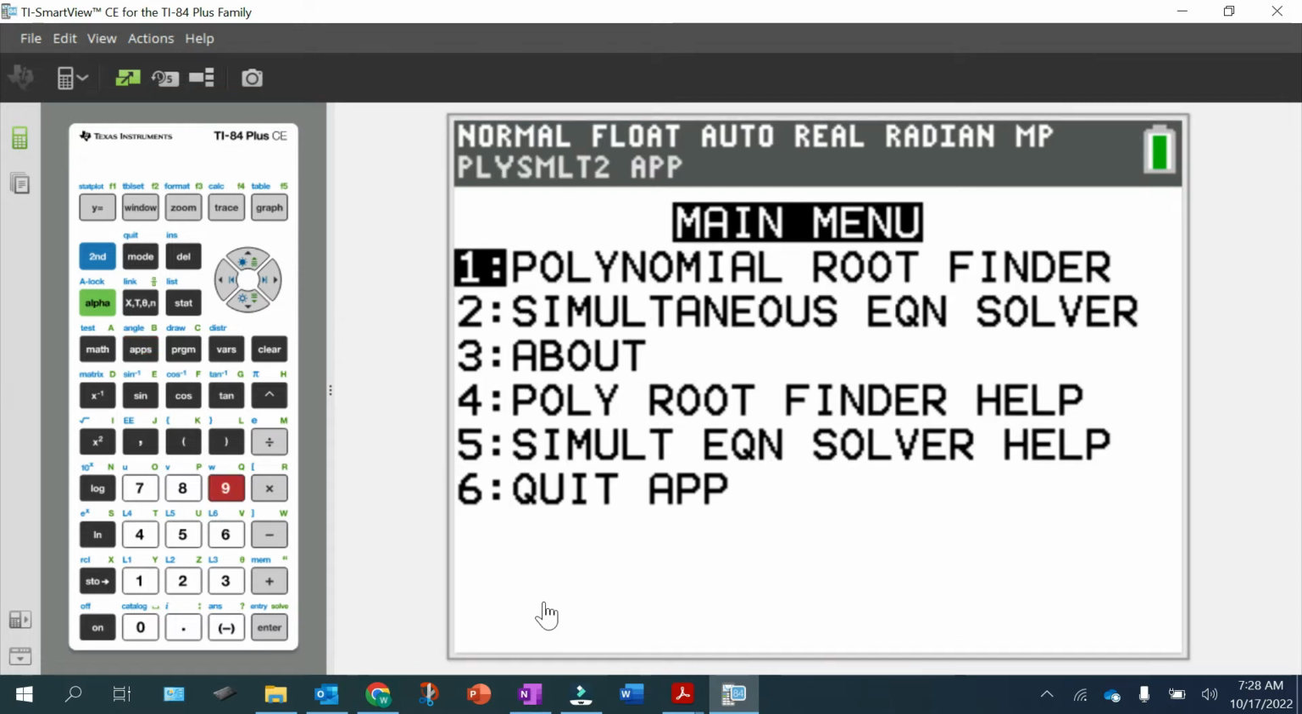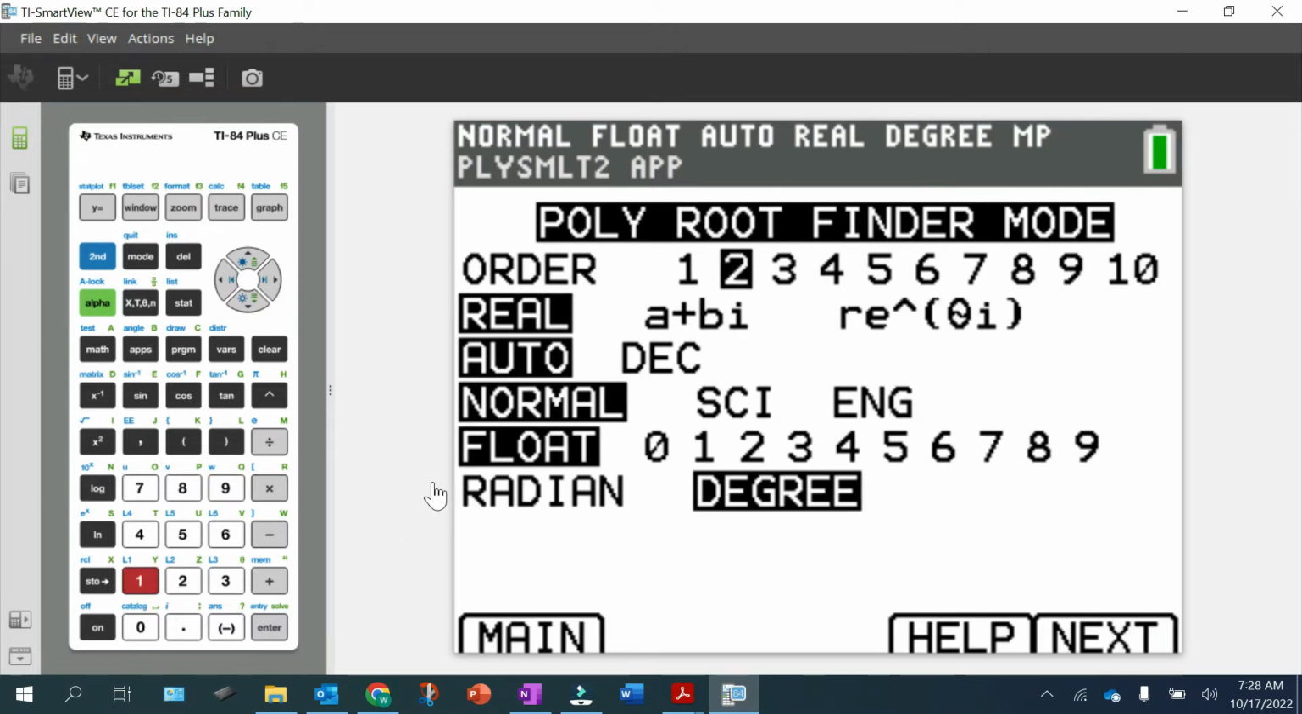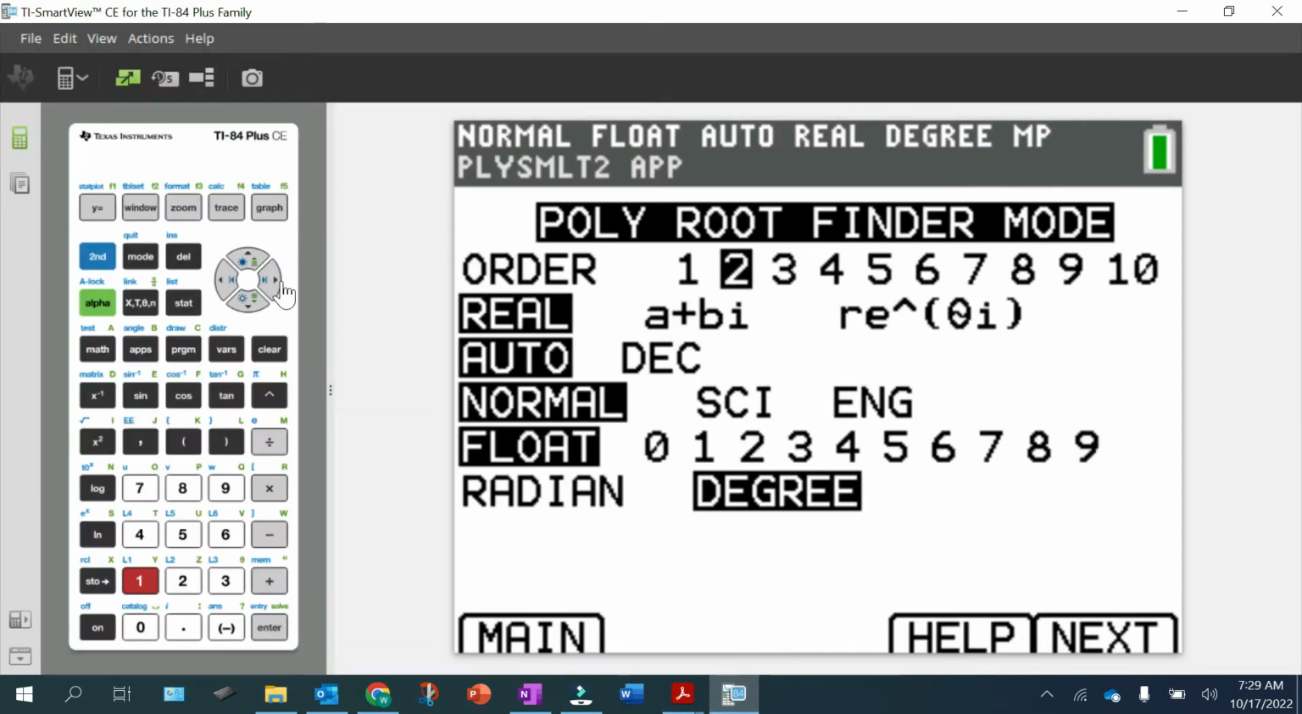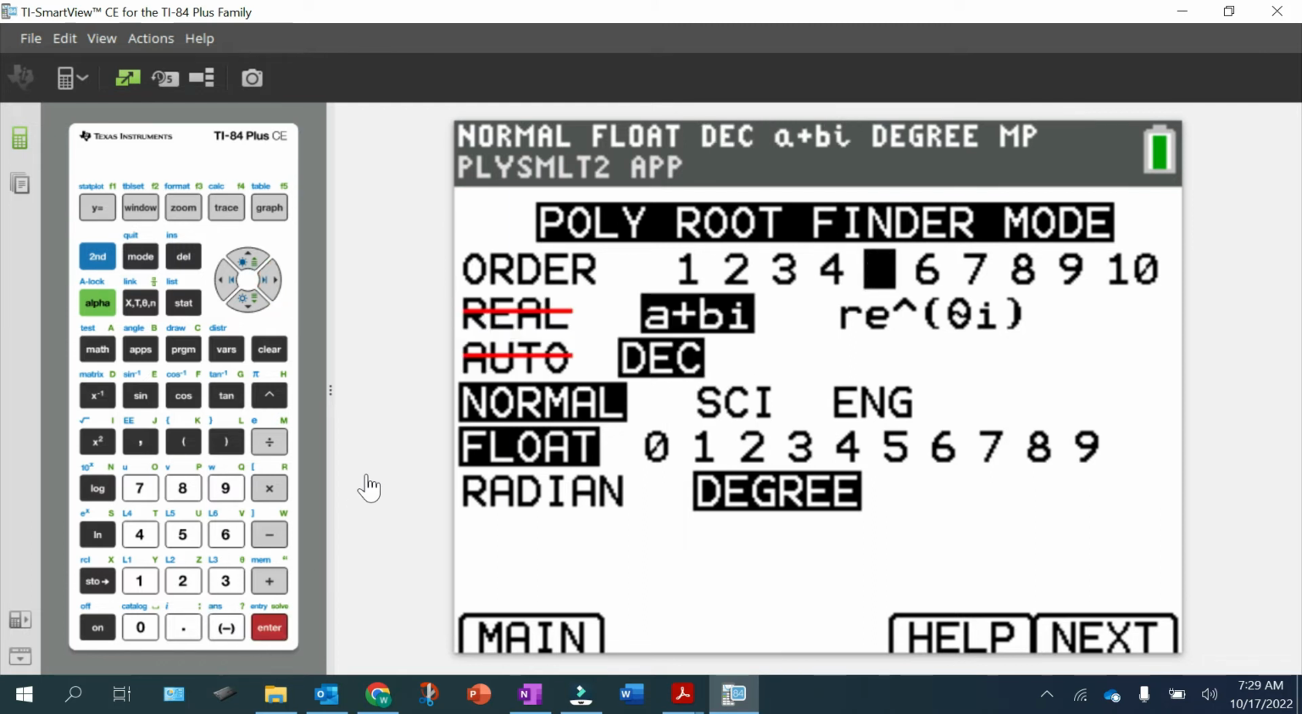And we see something like this. We're going to keep it simple with the polynomial root finder, since we just want to find all the zeros. So I'm going to hit number 1. If we go back, ours had a degree of 5. So on my calculator, I'm going to say this has a degree of 5, and I'm just going to hit enter.